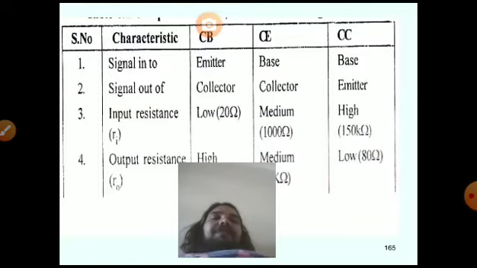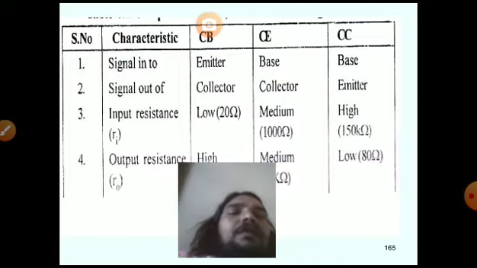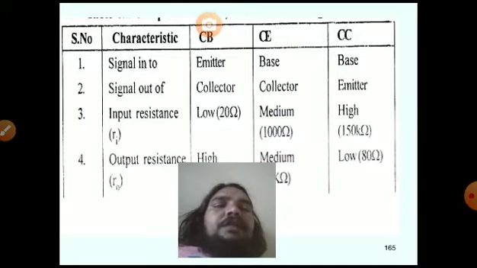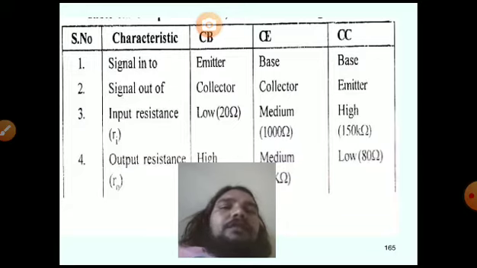Next, second point, where the signal comes out. In common base configuration, the collector, and in common emitter configuration, the signal output is also at the collector, and in common collector configuration, the signal comes out of the emitter.